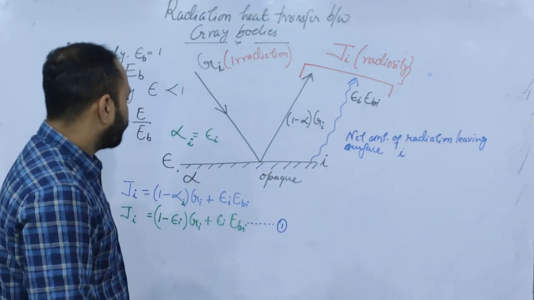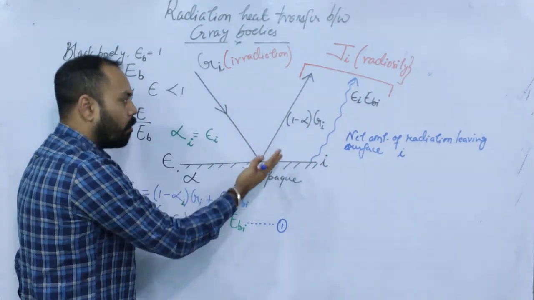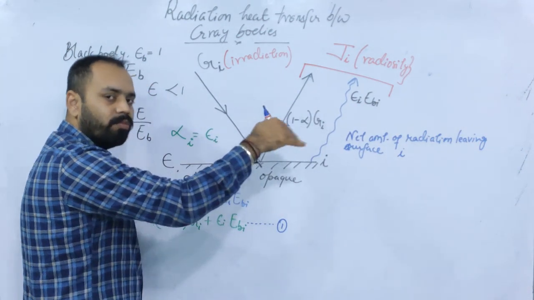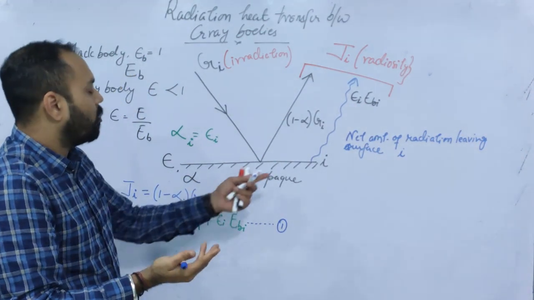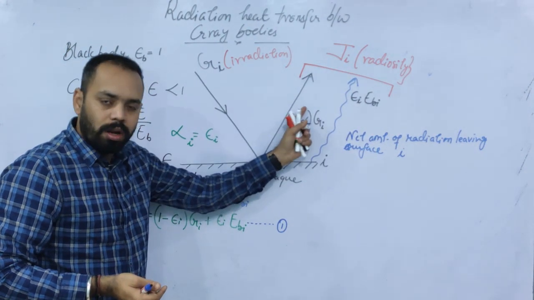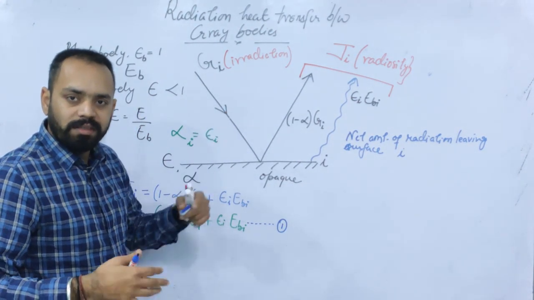So how to write it? What is coming and what is leaving? Now I am already assuming that what is leaving the surface is more, and that is why the net radiation is from the surface to the surroundings. So I am already assuming that this is more and this is less. So what is the net radiation?